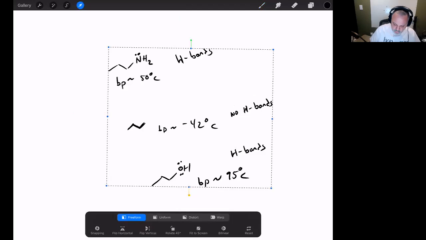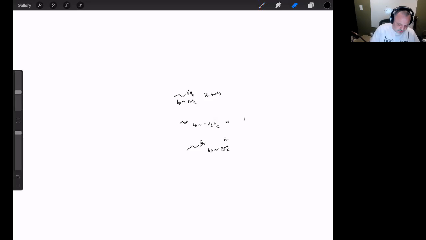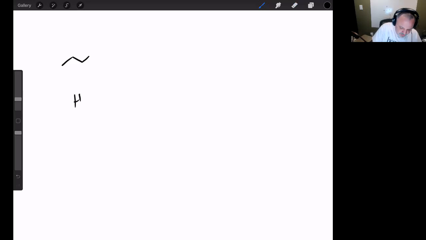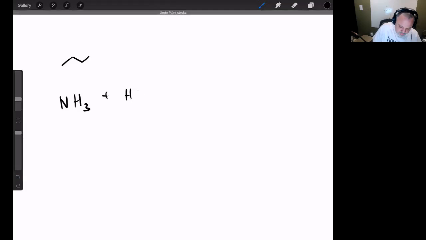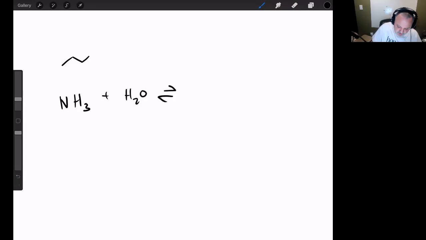Okay, but there's one thing that amines do that alcohols don't do too well, and that's act as a base. And so we know that ammonia is a fairly good base. It can react with water and produce hydroxide.